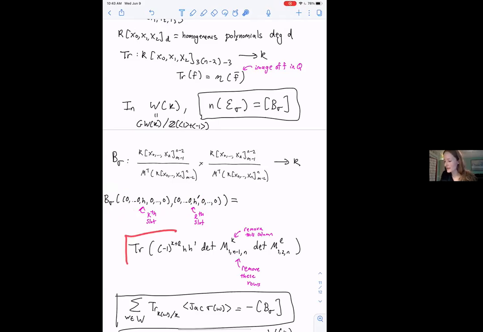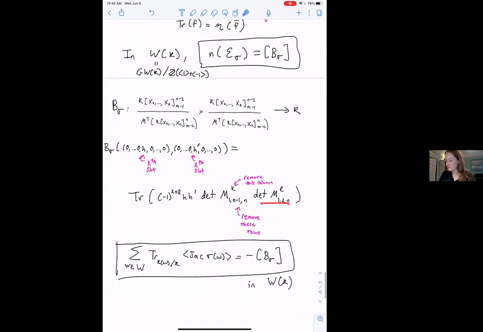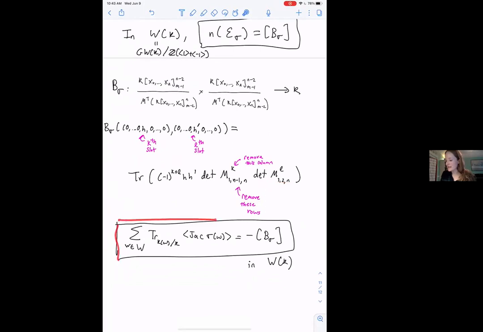And it's the trace. So this is the trace of (-1)^(K+L), HH prime, this determinant, and this determinant. And we get that this weighted count of the residual piece, the residual intersection is, well, minus this class, because that was the excess count. And you can program this into a computer.